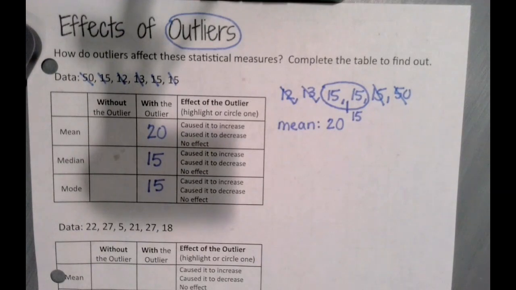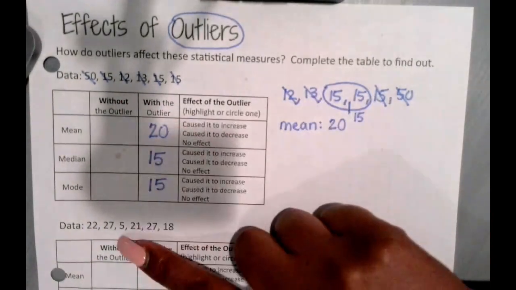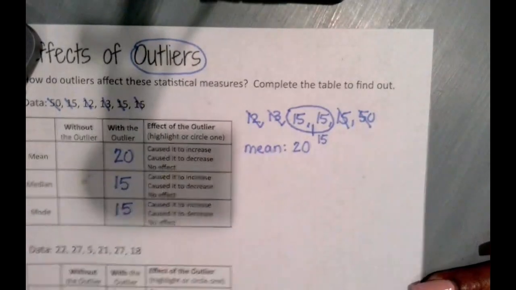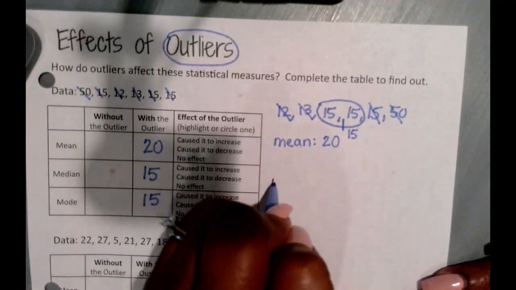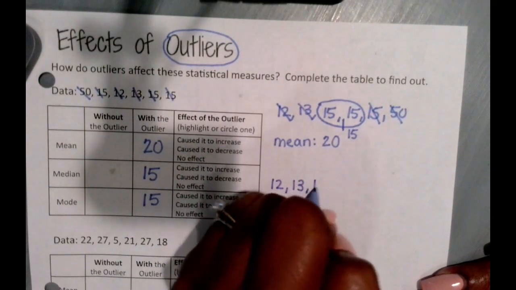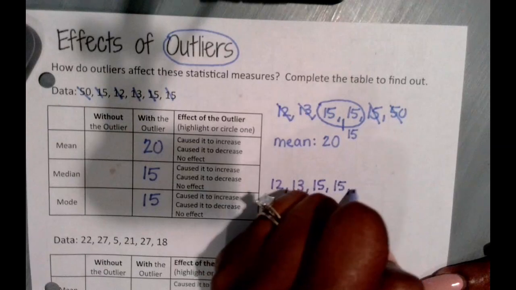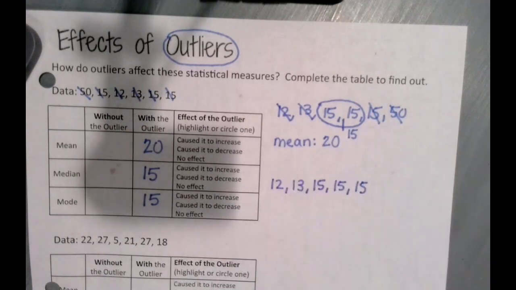Alright, so now we're going to go through and do this same thing, but we're going to do it without the outlier. Meaning when I write my data, I'm not going to include the 50. So imagine that friend that had 50 pieces of candy shows up, realizes that you guys all have numbers in the teens and says, there's no way I'm sharing my candy with you, right? And walks away. So they're not a part of our data set.